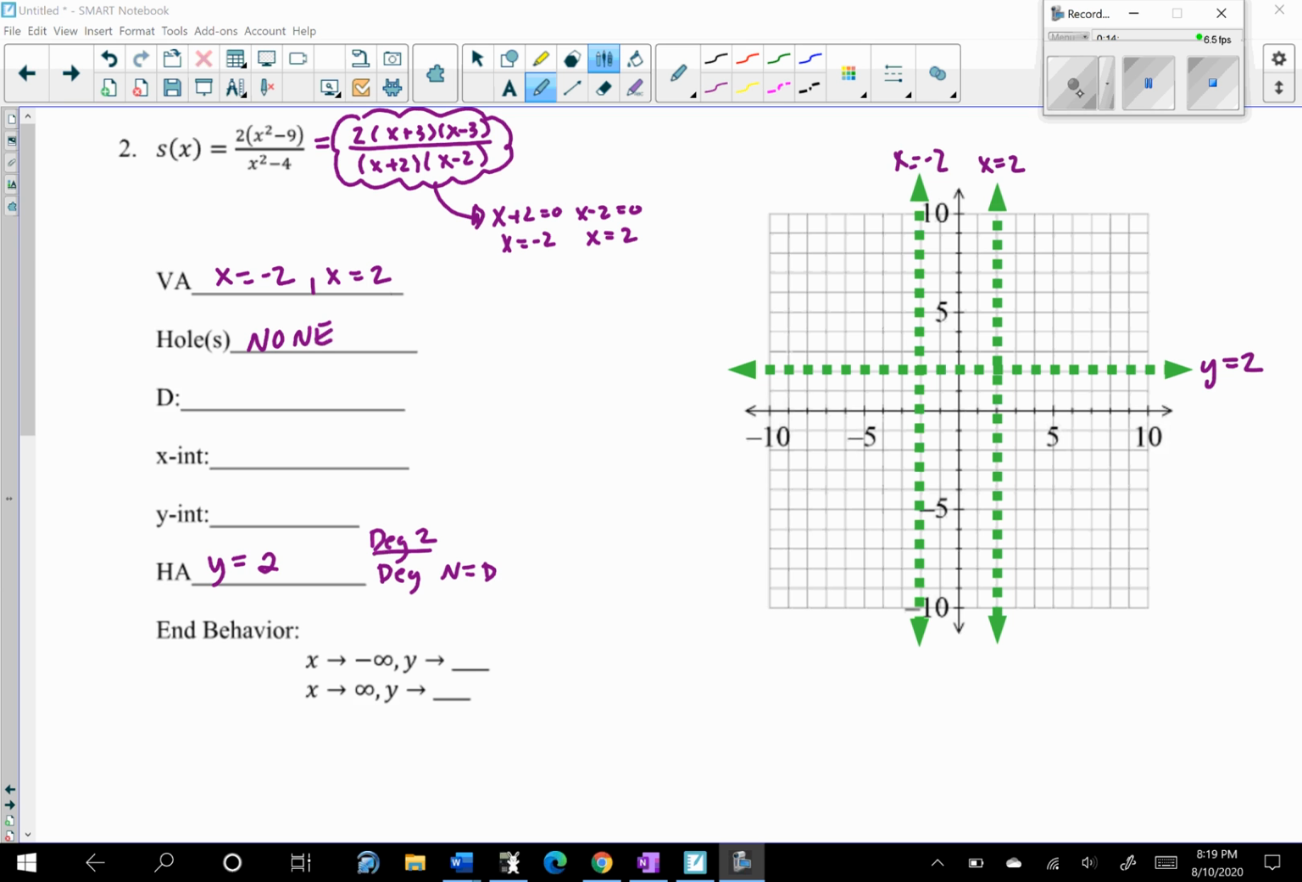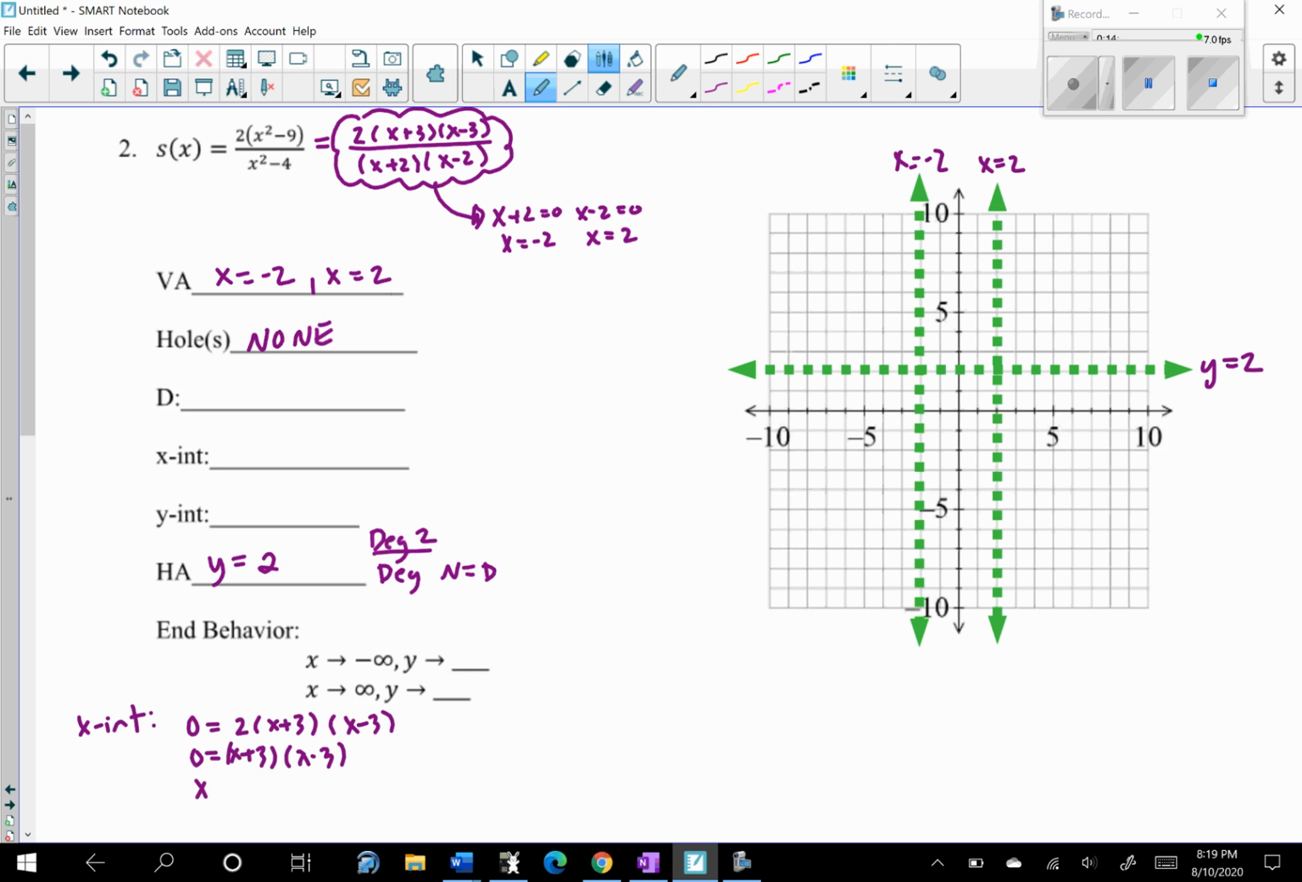And next thing I want to do is find my x and my y-intercept. So let's go ahead and find the x-intercept. Remember, the x-intercept is the zeros in the numerator as long as they're not the zeros in the denominator. So if I look at my numerator, I get 0 equals 2 times (x plus 3) times (x minus 3). Divide both sides by 2, and I just get 0 equals (x plus 3) times (x minus 3).